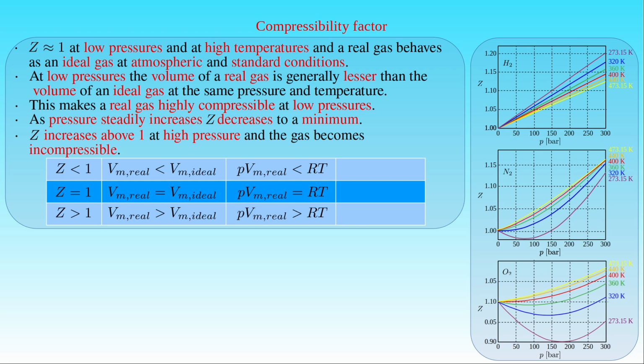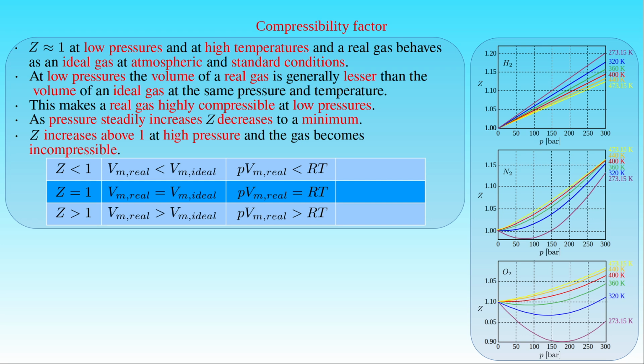In the second line of the table we show the case of unit compressibility factor, where the molar volumes of the real and ideal gases are equal at the same pressure and temperature. Then the ideal gas law holds, telling us that the pressure P of the real gas times its molar volume Vm is equal to the gas constant R times its absolute temperature T. Here the ideal gas law gives a good approximation of the equation of state of the real gas.